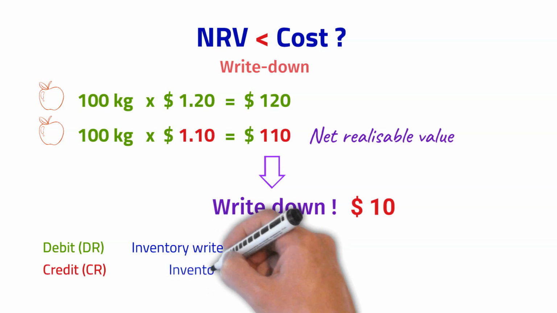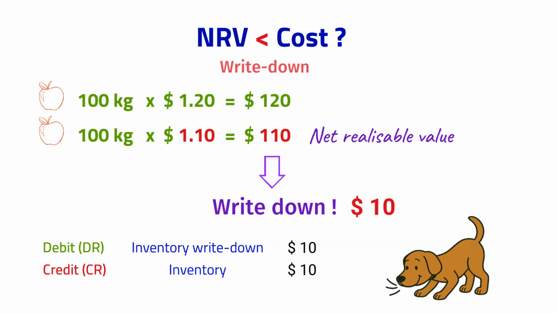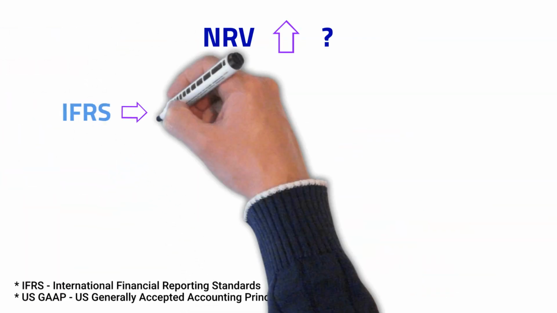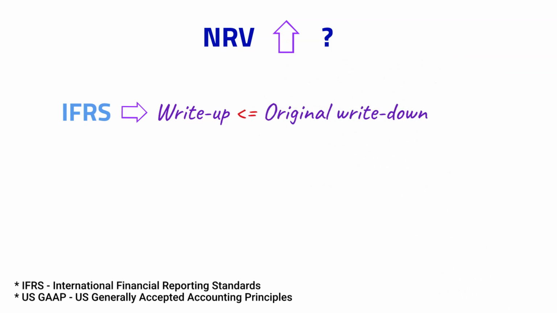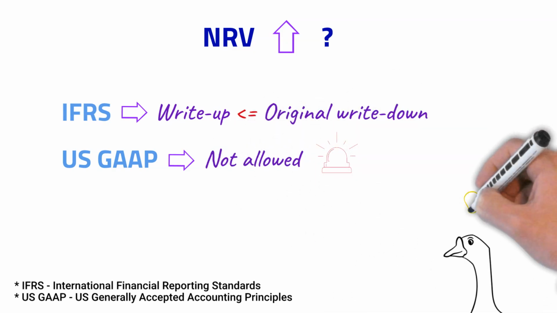10. Credit inventory, 10. Under IFRS, if net realizable value later recovers, you can reverse the write-down up to the original cost. But be careful, it cannot be more than the original write-down. Under US GAAP, reversals are not allowed.